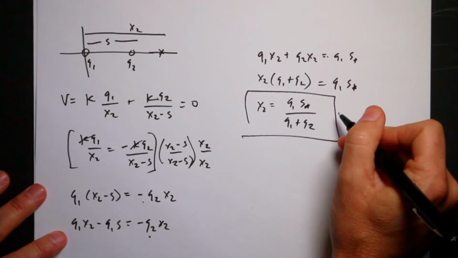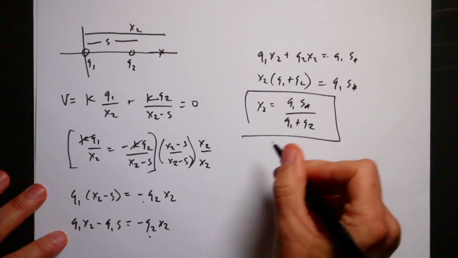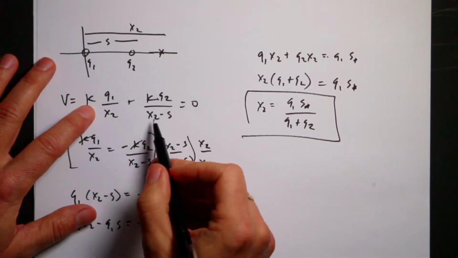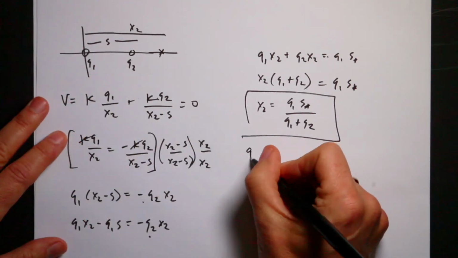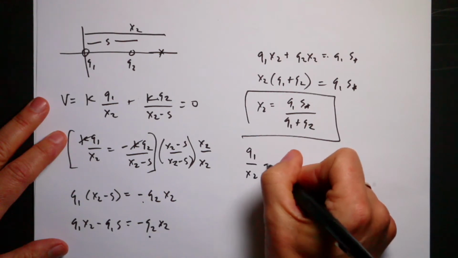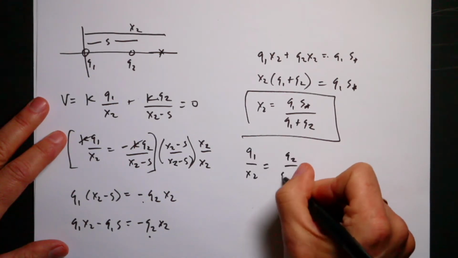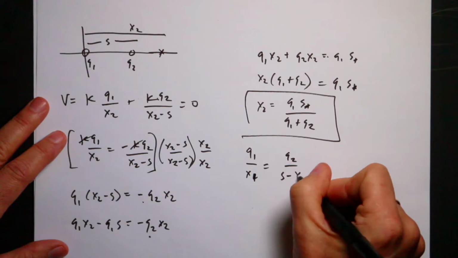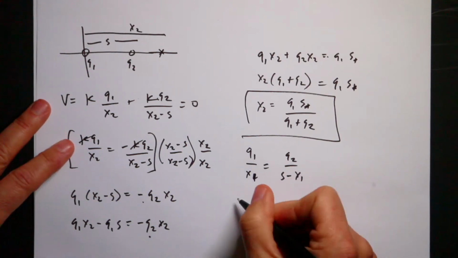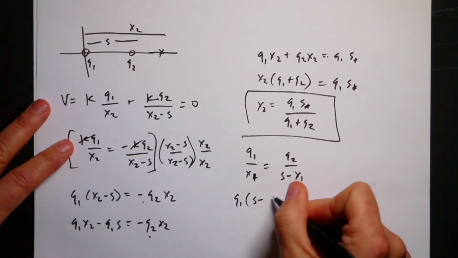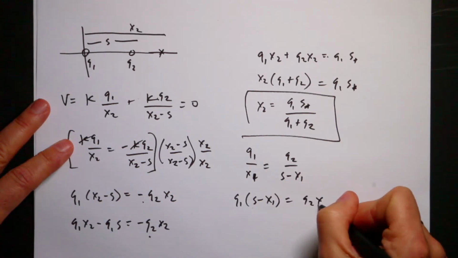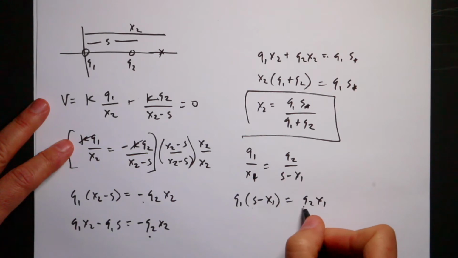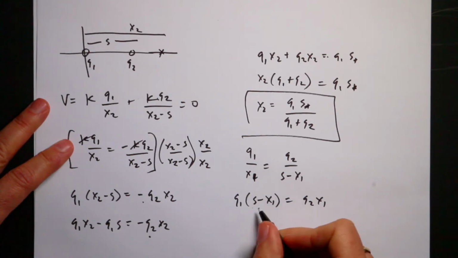Okay, so now let's find X1, which is in between the two. The only thing I need to do up here is switch the order of these two. Again, the K's are going to cancel. So I get Q1 over X1 equals Q2 over S minus X1. Cross multiply again, Q1 times S minus X1 equals Q2 X1. Now I'm going to subtract this from both sides, to get this over here.